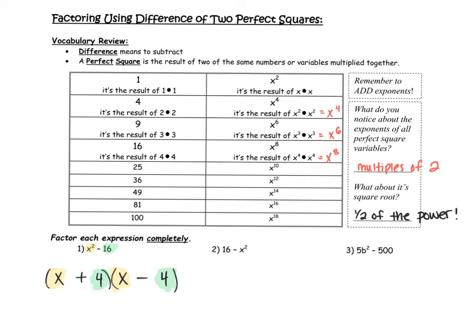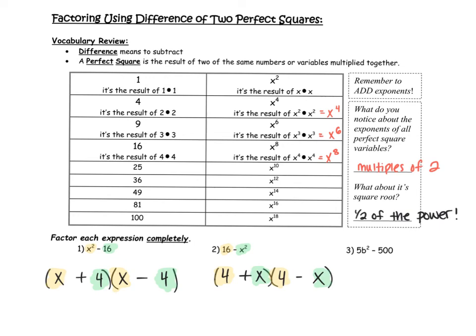So number 2, same kind of concept. But because the 16 comes first now, what's going to go first is going to be the number. So the square root of 16 goes in this first end of the parentheses, so 4 and 4. And then in the second back end of the parentheses, we get x and x, right? Because x times x is x squared. And then we have a plus and a minus. So it depends on what comes first.